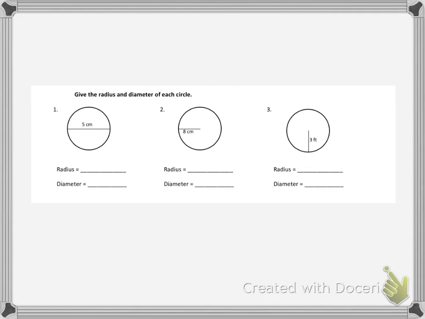So in question number 1, what's been given to us is the diameter. The diameter is 5 centimeters, and to find the radius, I'll divide 5 by 2, and that gives me 2.5 centimeters for the radius. Okay, so the radius would look something like this.